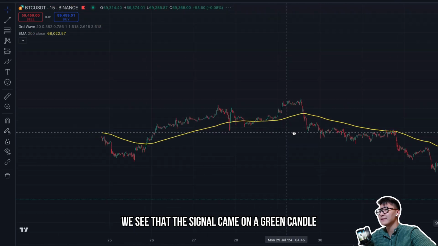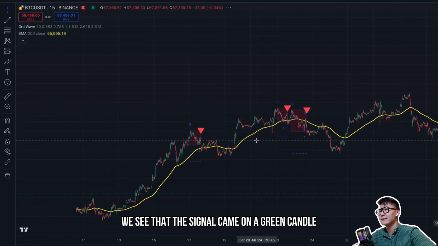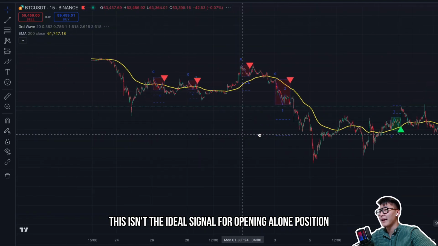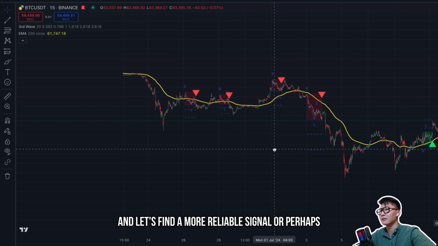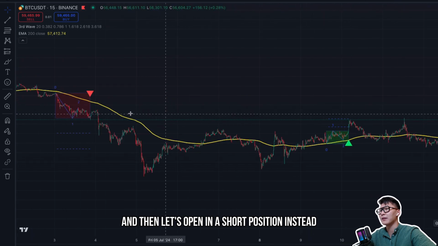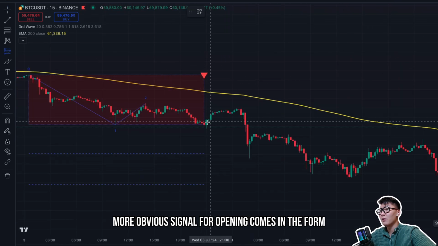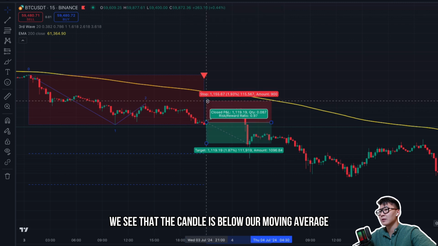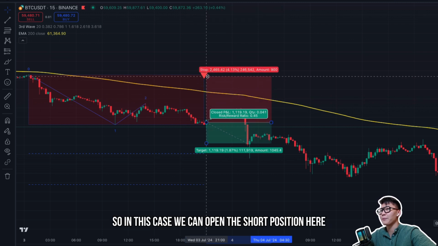We see that the signal came on a green candle. This isn't the ideal signal for opening a long position, so let's find a more reliable signal, or perhaps analyze opening a short position instead. A more obvious signal for opening comes in the form of a red triangle. We see that the candle is below our moving average and a good distance from it, so in this case we can open a short position here.